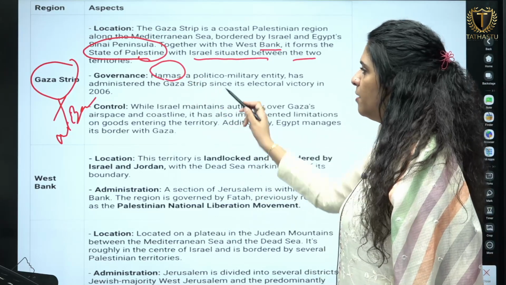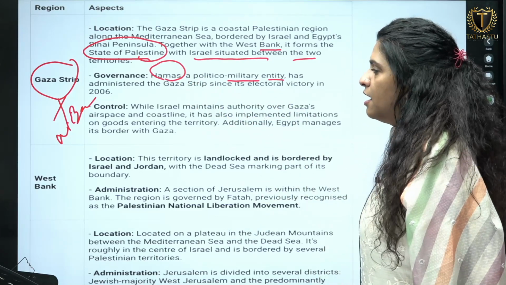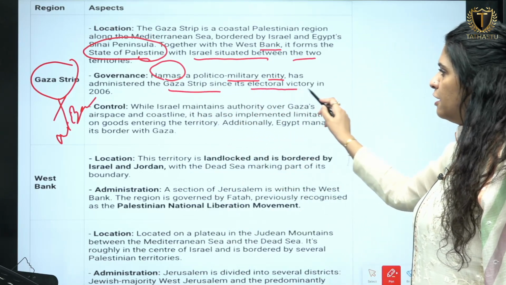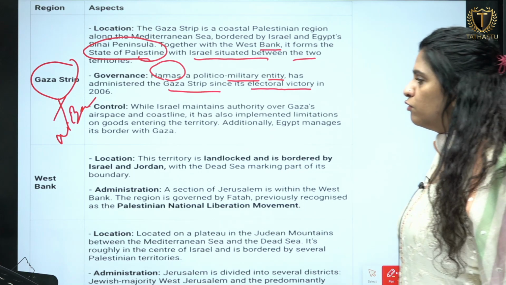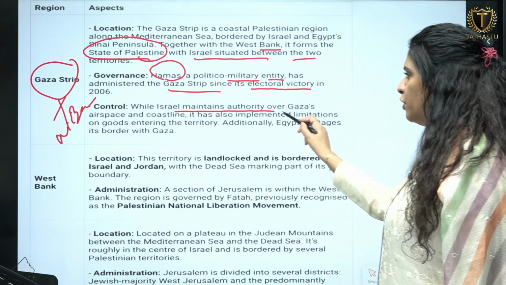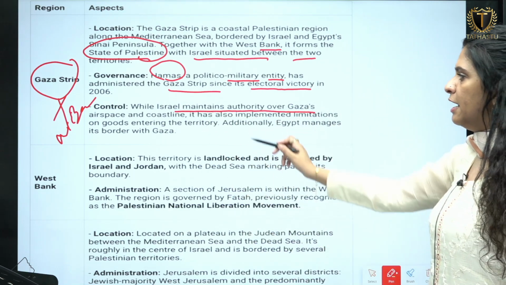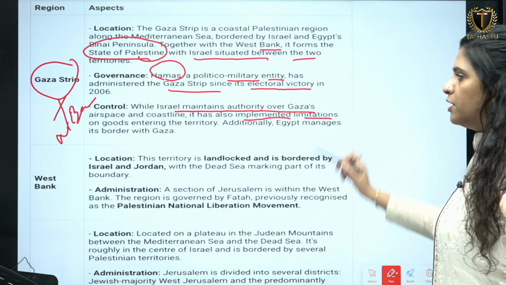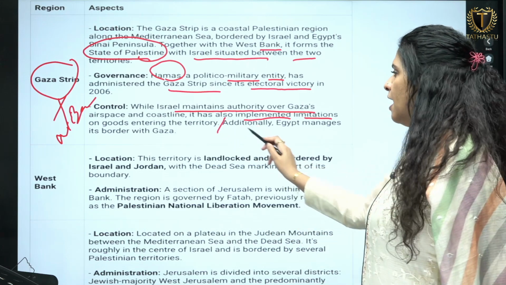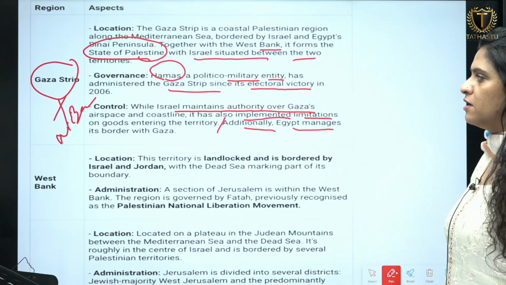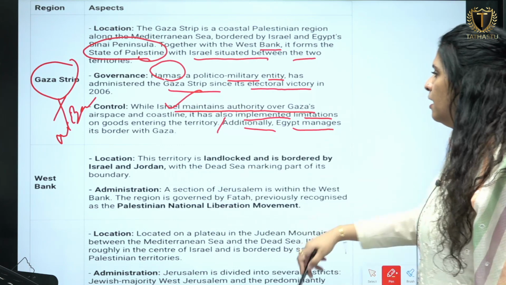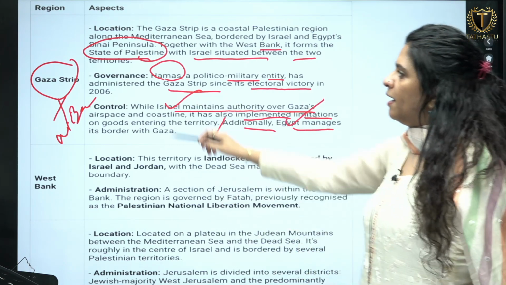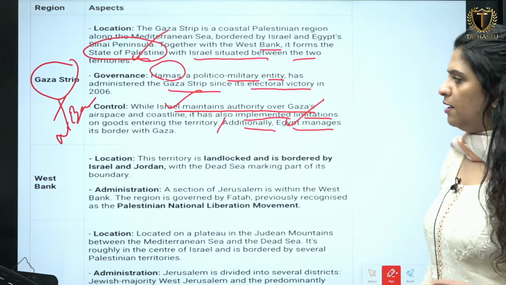It is governed by Hamas, a politico-military entity that has administered the Gaza Strip since its electoral victory in 2006. Control किसका है? While Israel maintains authority over Gaza's airspace and coastline, it has also implemented limitations on goods entering the territory. Additionally, Egypt manages its border with Gaza. So कौन-कौन है? Israel भी है, Egypt भी है. Now Palestine भी बोल रहा है, Palestine तो बोल ही रहा है कि मेरा है.